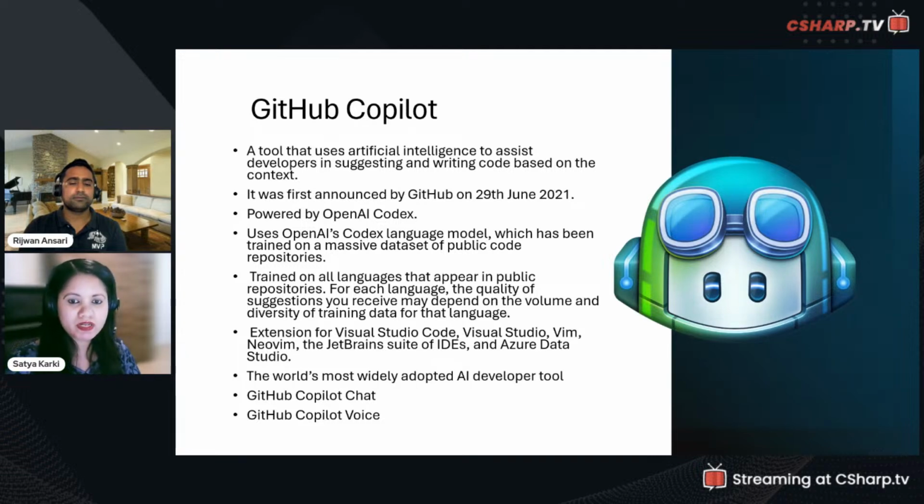For each language, the quality of the suggestions you receive may depend on the volume and diversity of the training data for that language. So it depends upon how many public repositories are available for that type of language. For example, JavaScript is well represented in public repositories, and it is one of GitHub Copilot's best supported languages. Languages with less representation in public repositories may produce fewer or less robust suggestions. The accuracy of the code suggestions can vary based on the language popularity and the diversity of examples available during the Copilot's training.